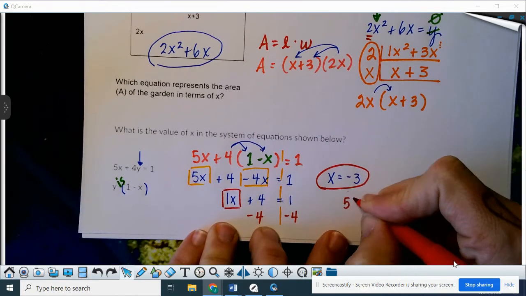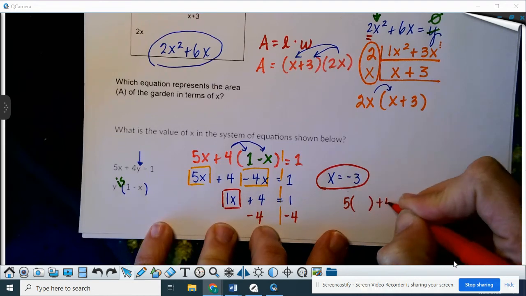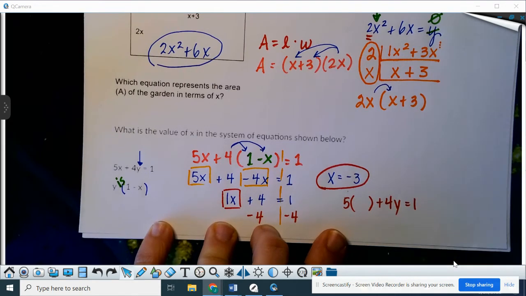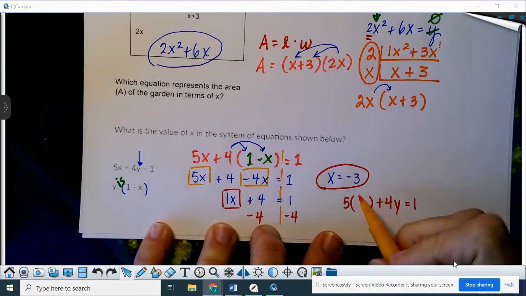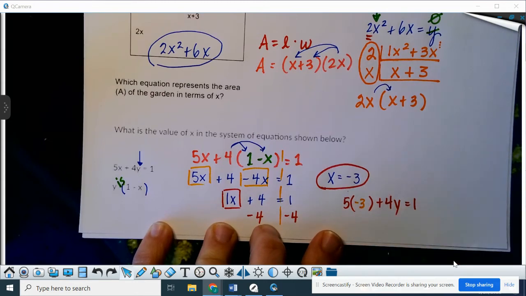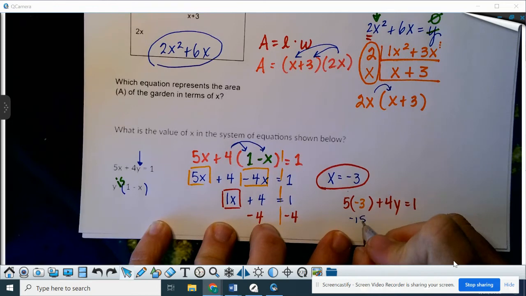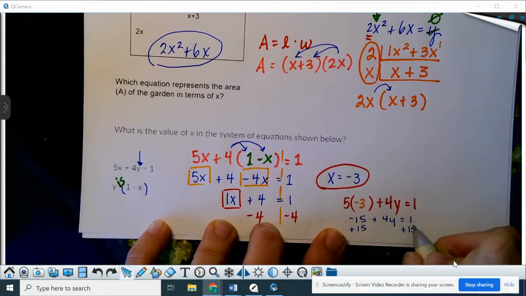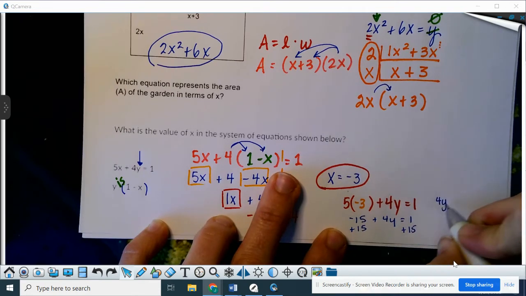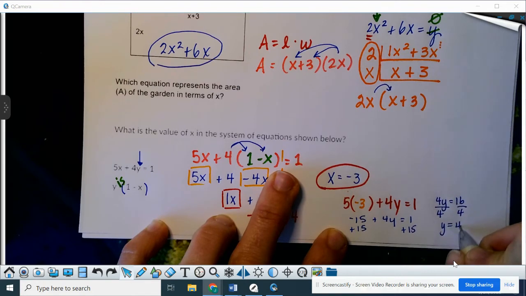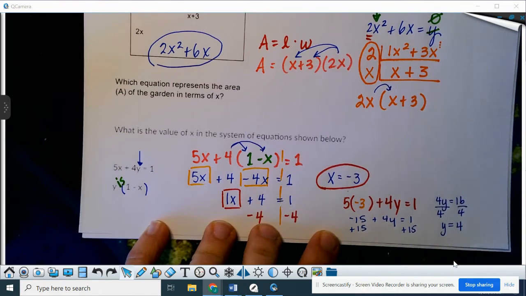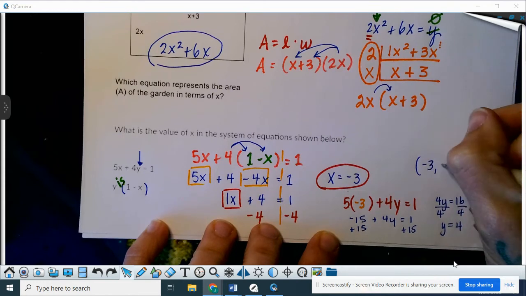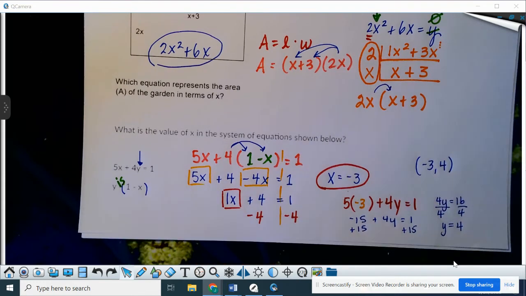Now, if you needed the y value, you would take that x and plug it in the place of x. So it absolutely replaces the value of x. And I'm probably not choosing the easiest of the two equations to do that. But just to show you, it's going to give you negative 15 plus 4y equals 1. I'm going to add 15 to both sides because that's a negative. And that's going to give me 4y equals 16. Divide by 4 because that is the inverse of multiplication. And so our y value is 4. So the solution to the entire system, that coordinate, is going to be negative 3, 4. But in this case, again, it only asks for the x.